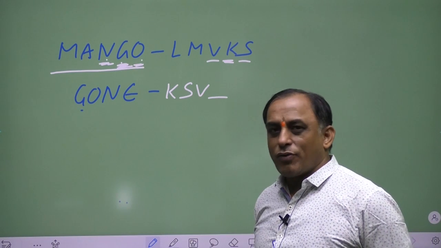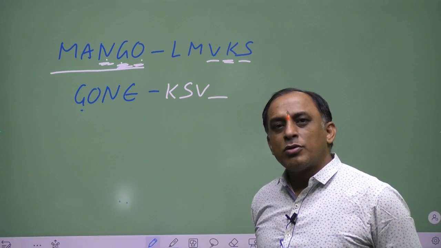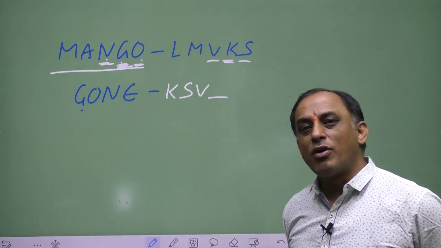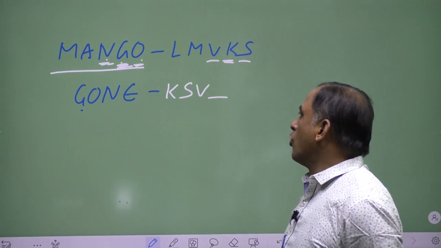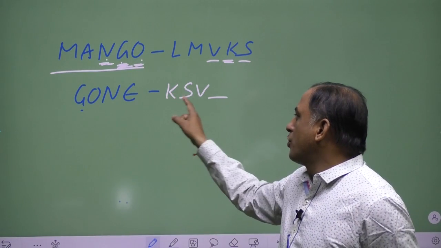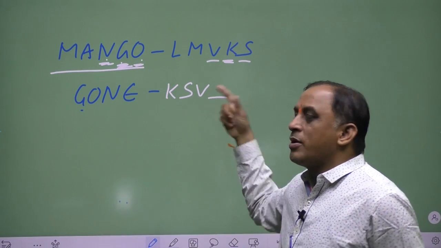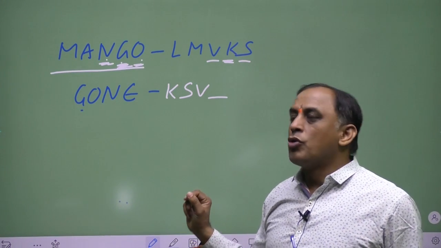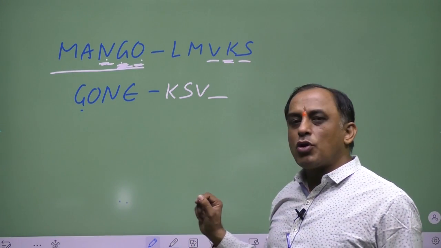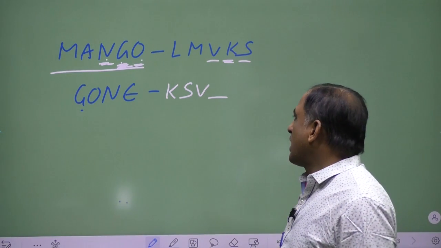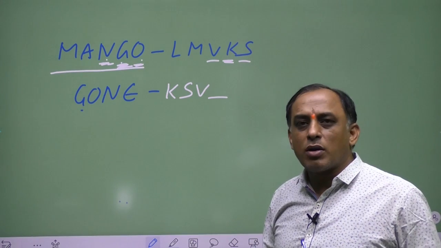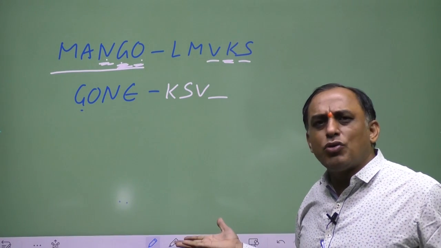Your answer will be: in gone, the first 3 letters are covered in the word mango. So G is coded as K, O is coded as S, N is coded as V, but the E code is not covered in the word mango. Therefore, the gone code is KSV dash. We cannot complete the total answer. That is your answer.